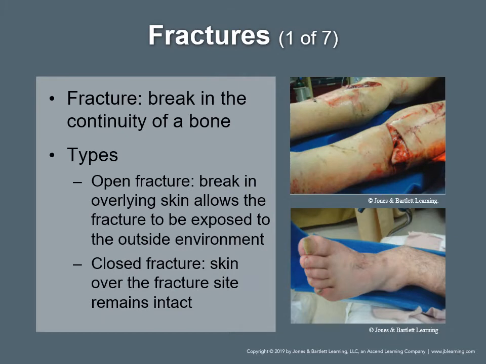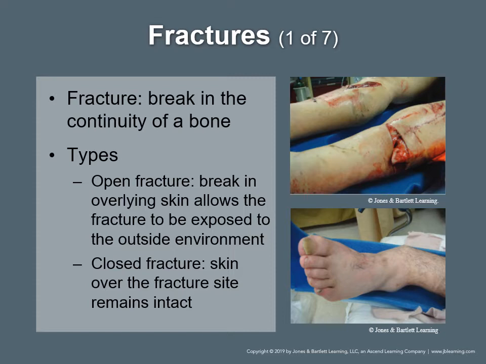Fractures. A fracture is a break in the continuity of a bone. Fractures occur when the magnitude of the force applied to the bone overcomes the strength of the bone. Types of fractures. They are classified as either open or closed. In an open fracture, sometimes called a compound fracture, a break in the overlying skin allows the fracture to be exposed to the outside environment. This allows much of the blood to escape.